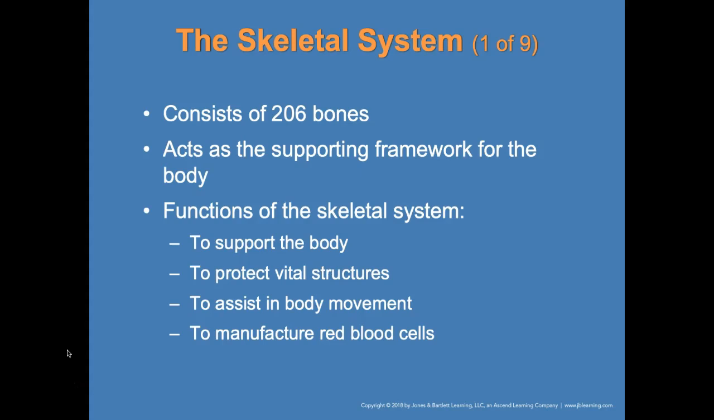Skeletal system is going to consist of 206 bones. It is the supporting framework of the body. It's going to support the body. Otherwise, we'd just be a pile of flesh on the ground if we didn't have that skeletal system inside there holding us up. Protects all our vital bits and pieces. Assists in our body movement. It also helps manufacture red blood cells inside the bone marrow.